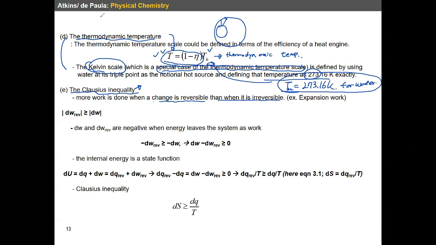So the thermodynamic temperature is one of the definition systems. And there is also the Clausius inequality. So we will also talk about this Clausius inequality. And finally, this is the Clausius inequality. So if some reaction satisfies this Clausius inequality, then we call the system spontaneous. The change is spontaneous.